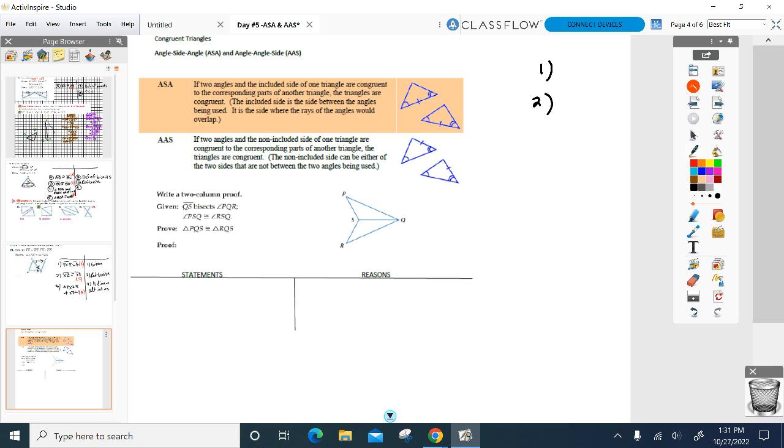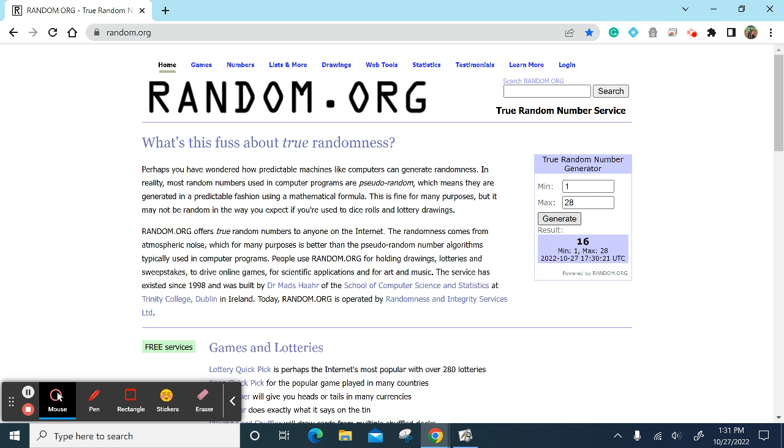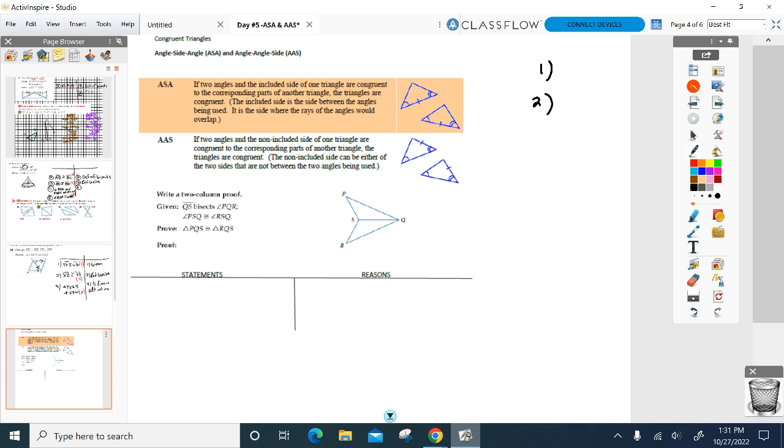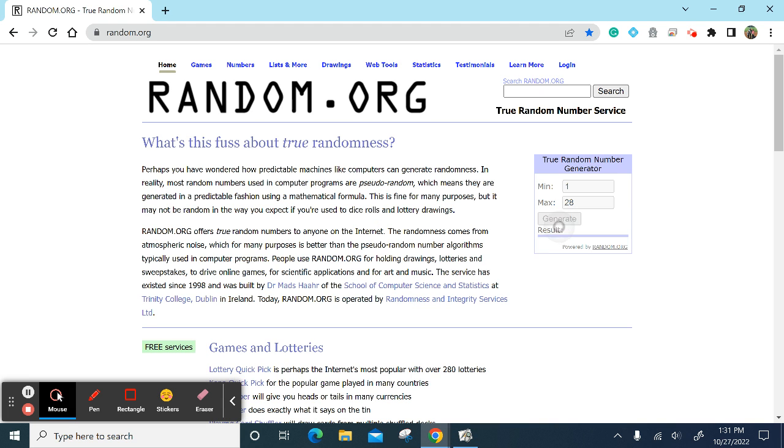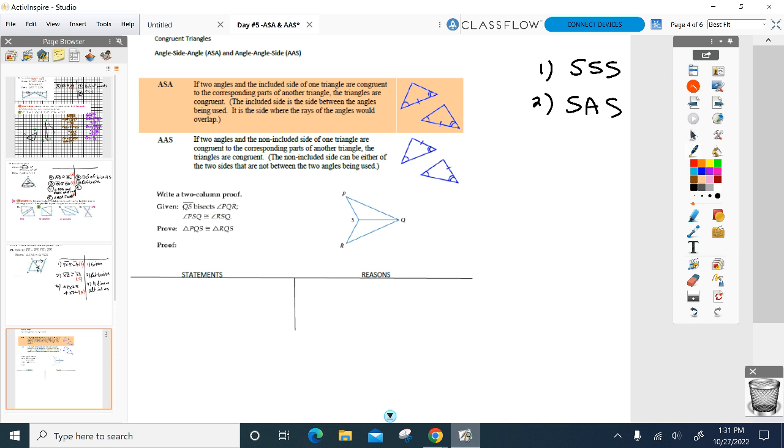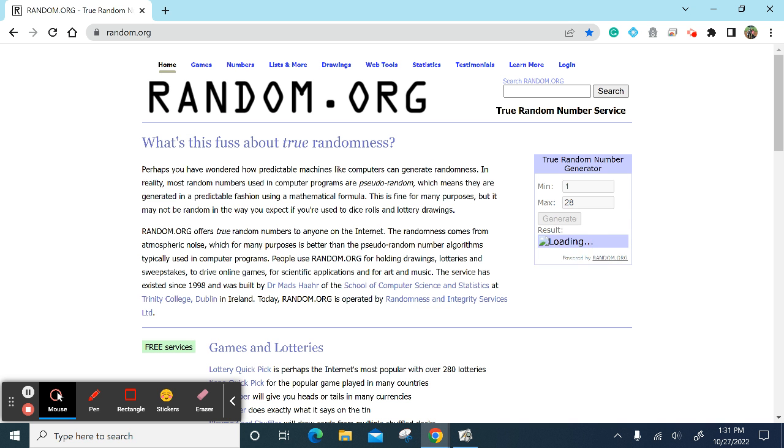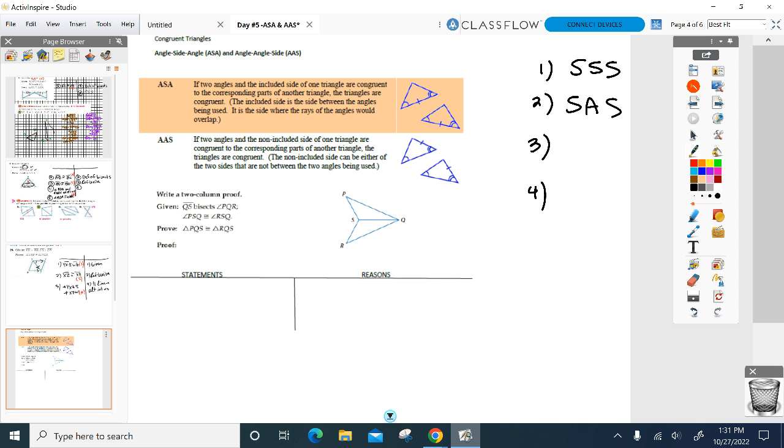Quick review. Two methods you do know to prove triangles congruent. Here we go. And there we go. What do we need to know about the angle in side angle side?